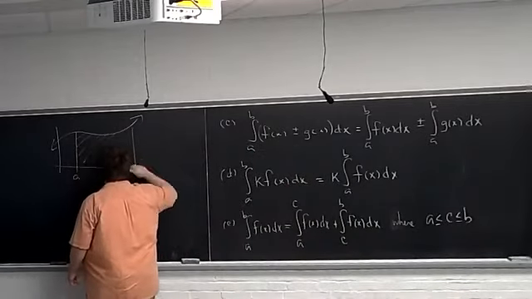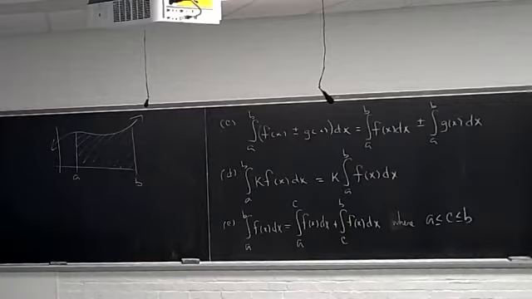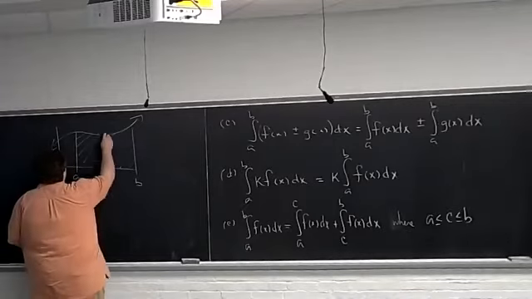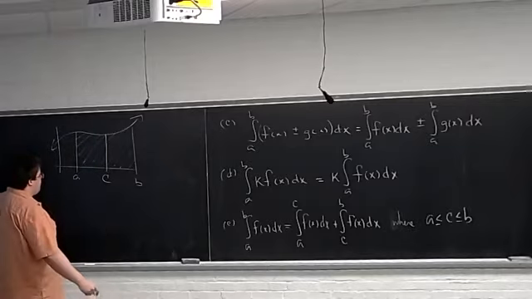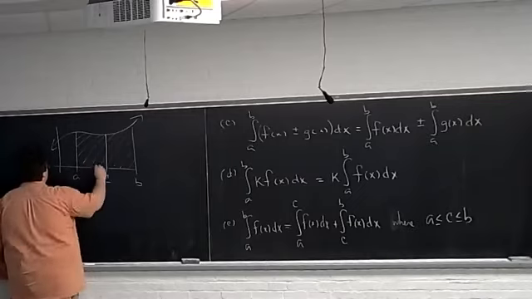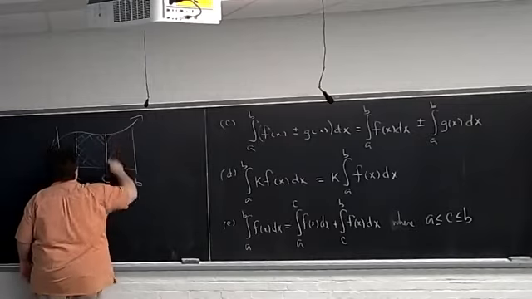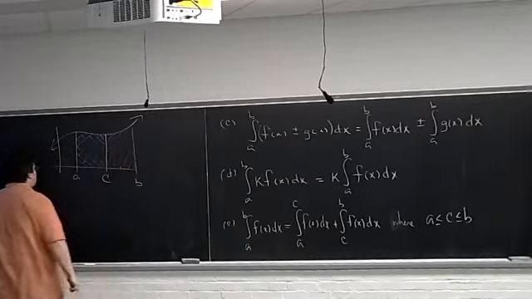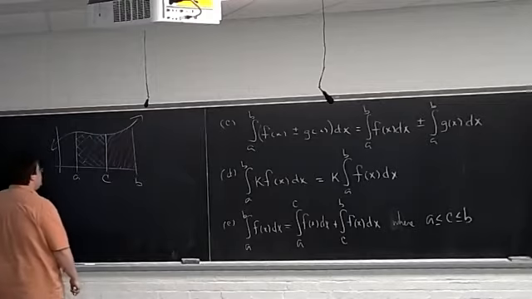Well, this part E says we can break that into two pieces. We can split this integral into two pieces. We can split that area into two pieces. If we put a C value between A and B, well, the area from A to B is now the area from A to C plus the area from C to B. And that works if you extend that to integrals as well. And that C value can be anywhere between A and B.